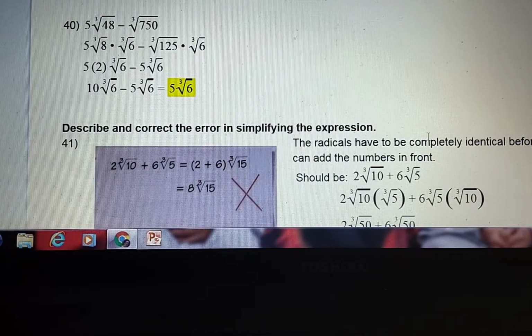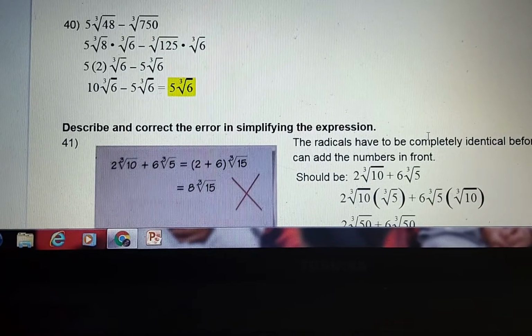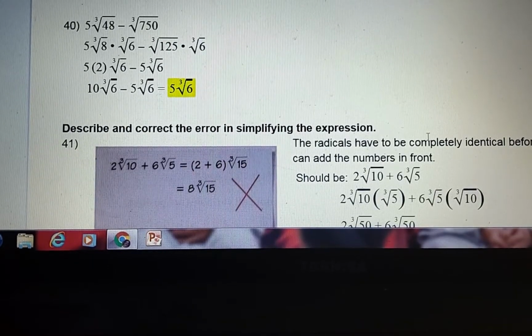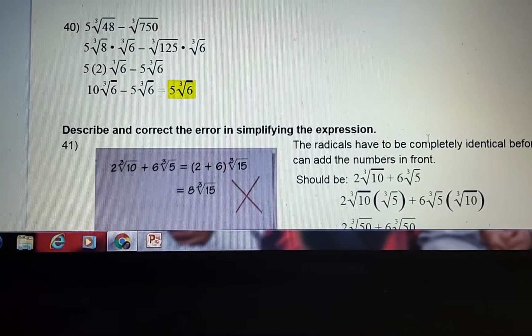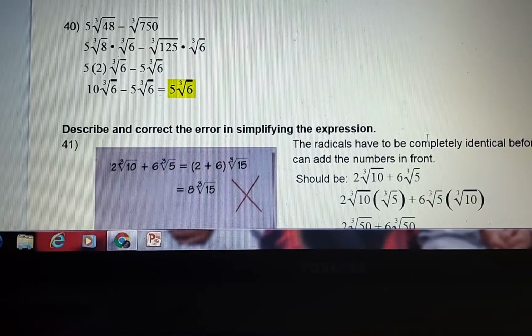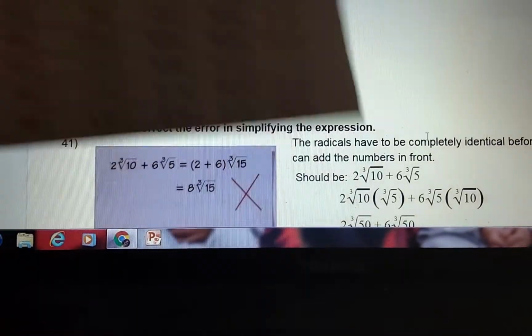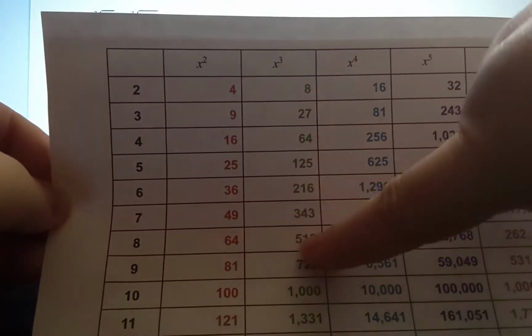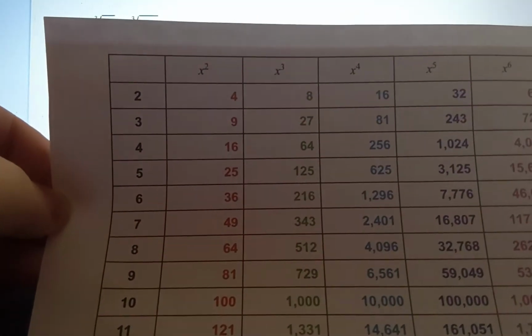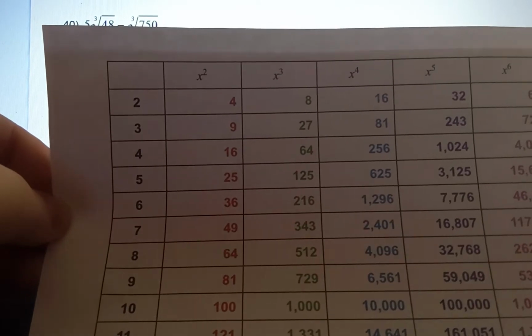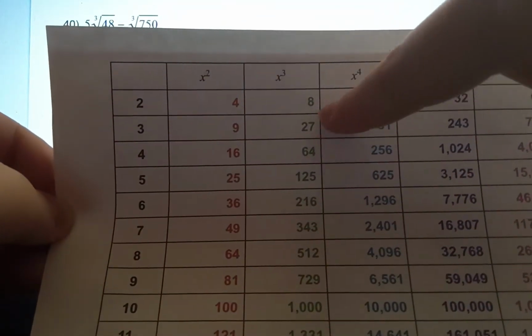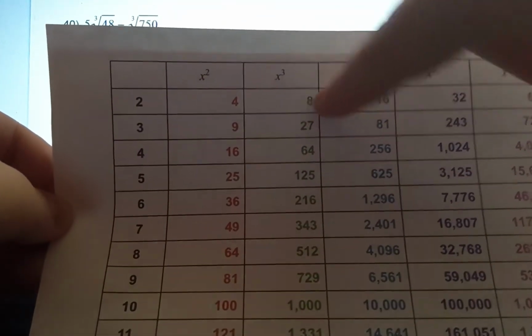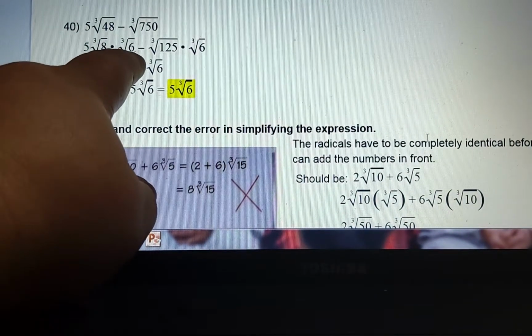Okay, we're going to try the same thing with number 40. We're going to see, can you do 750 divided by 48? Nope. You get a decimal. So we're going to go to our x cubed list and find out what number on here we can divide 48 by. Okay, I can't divide 48 by 27, but I can divide 48 by 8, and I get 6.